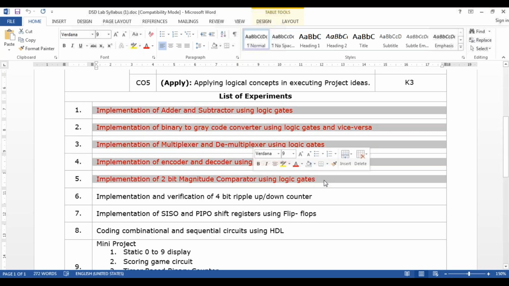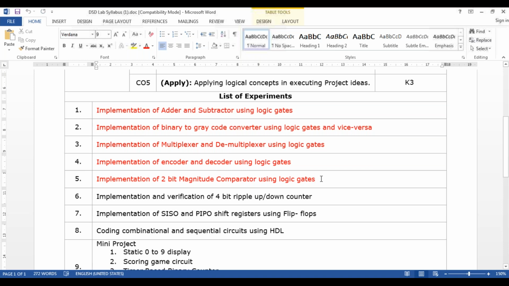I think some of the students have completed and uploaded in the Google Classroom. I request all the students to try to complete all the experiments we have done and upload them in the Google Classroom, because that material will be considered for your internals. It will carry weightage for your internal marks in the laboratory session.